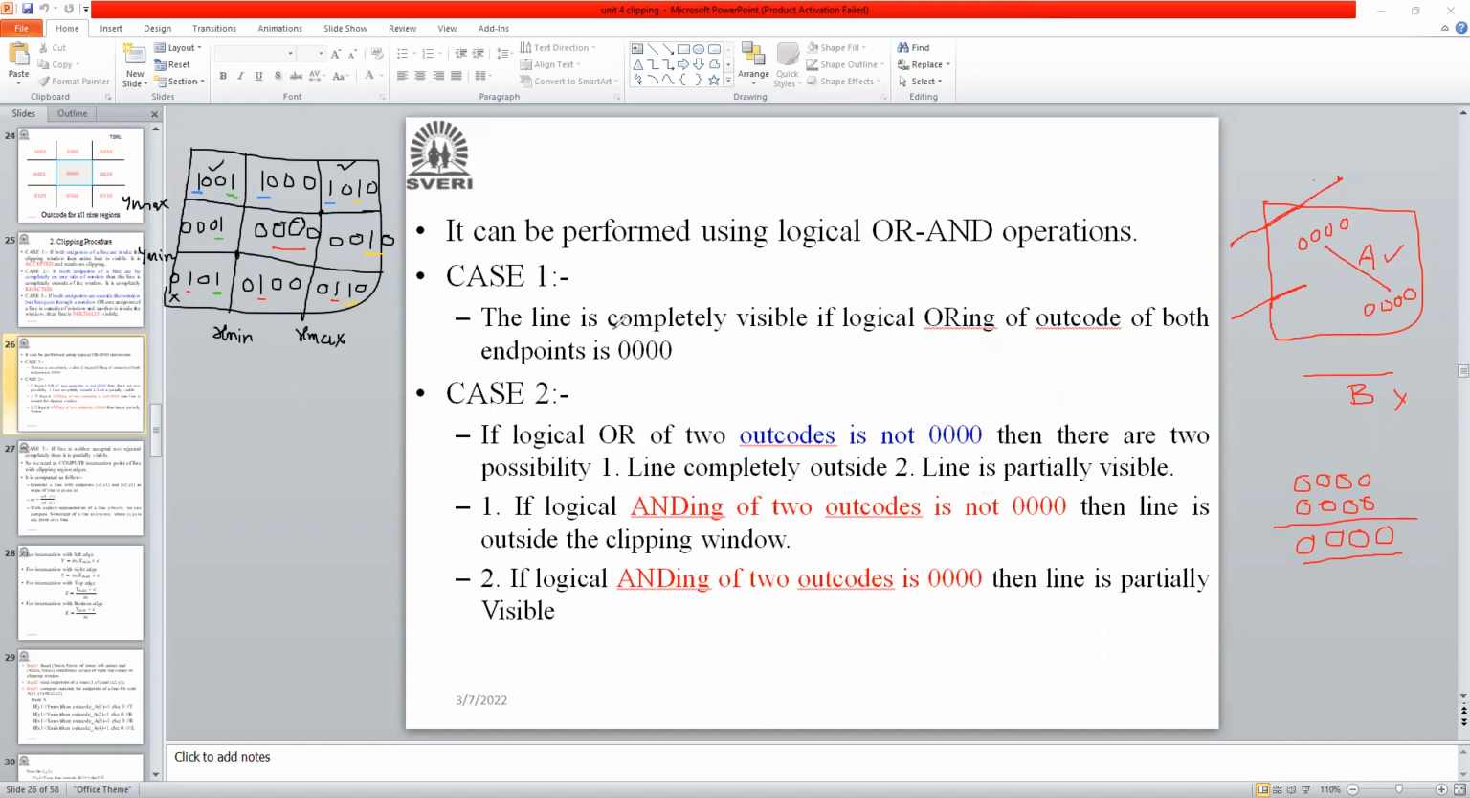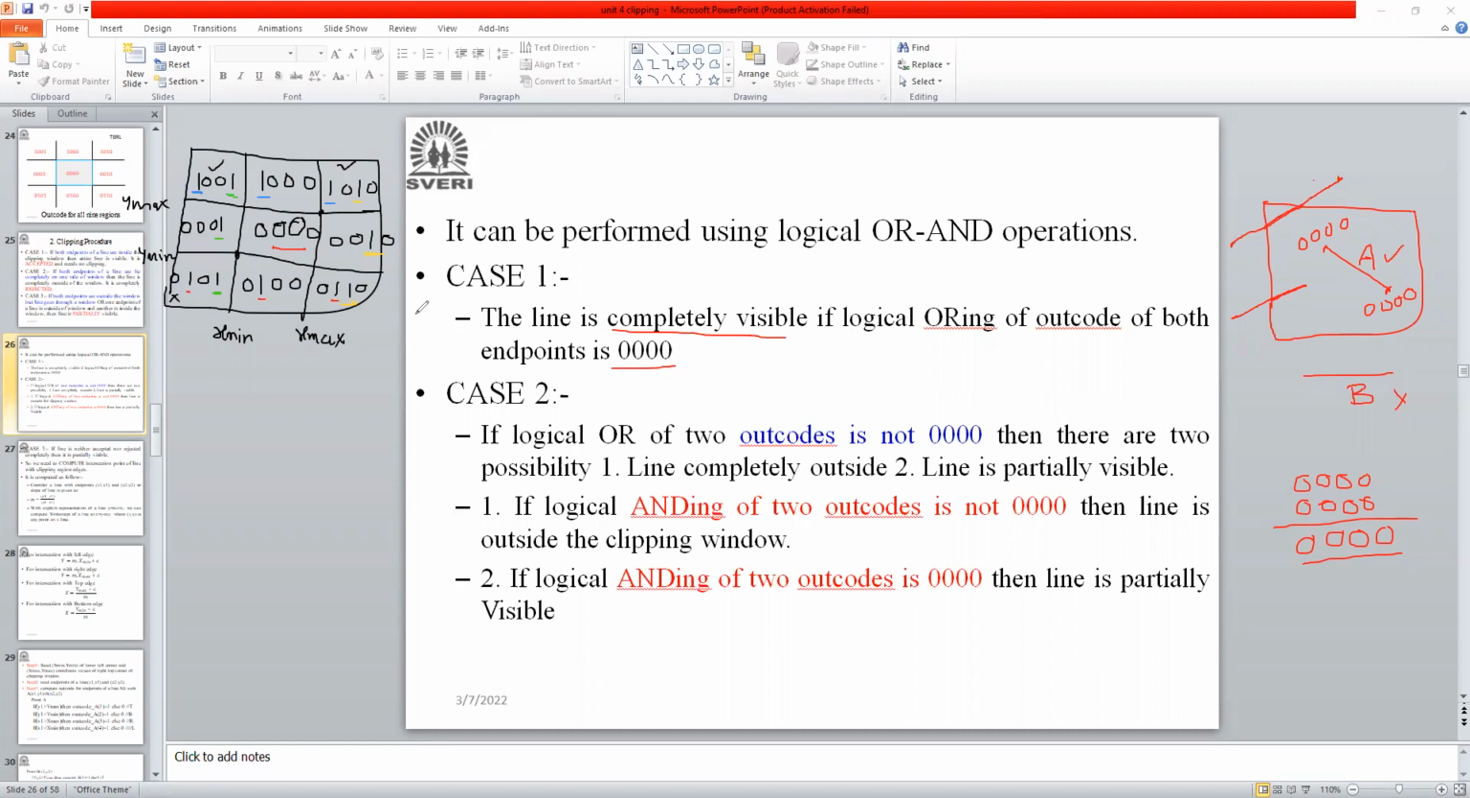For checking this condition of a completely visible line, what is the condition? If the logical ORing of the outcodes is 0, 0, 0, 0. Logical ORing of the outcodes of both endpoints, endpoint number 1 and endpoint number 2. If the ORing is 0, 0, 0, 0, then the line is totally visible or completely visible. Okay, so that is your case number 1.